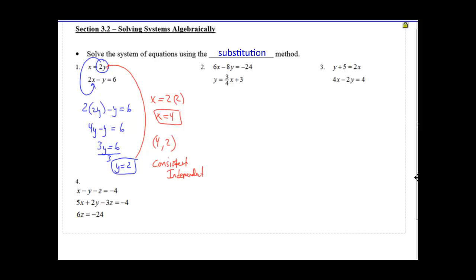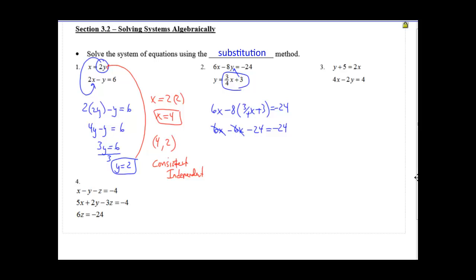Number 2. Notice we have the second equation underneath is already solved for y. So what we can do is take this 3/4 x and plug it in for the y in the equation above, and rewrite. So 6x minus 8 times (3/4 x plus 3) equals negative 24. Distribute the negative 8 through. We'll get 6x. Negative 8 times 3/4 x is negative 6x. And then when we multiply the negative 8 through the 3, we get negative 24 equals negative 24.